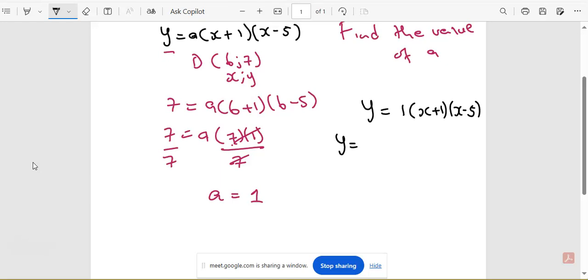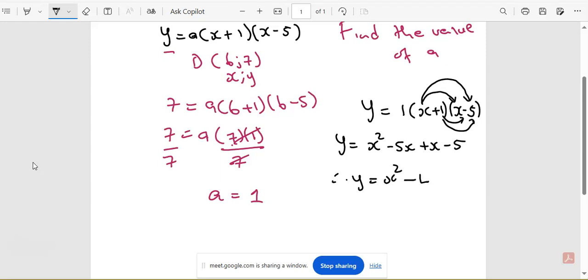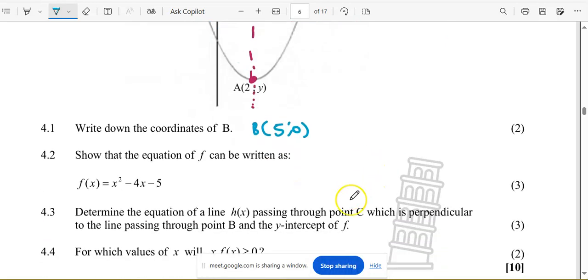You just have to multiply out the bracket and say x times x will give us x squared. Then x times this will give us minus 5x. This is the FOIL method. 1 times x will give us positive x. Then 1 times negative 5 will give us negative 5. So we add the like terms. Therefore, y will be equal to x squared minus 5x plus x will give us minus 4x minus 5. So yes, now we can celebrate and say we've managed to show that f of x can be written in that form. So we took this and wrote it in the form of x squared minus 4x minus 5.